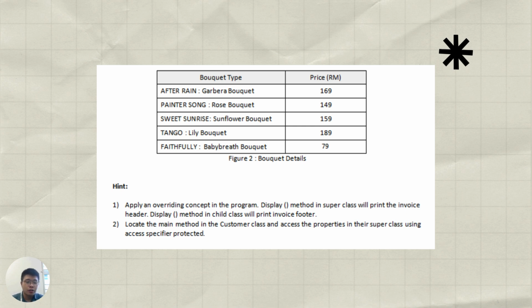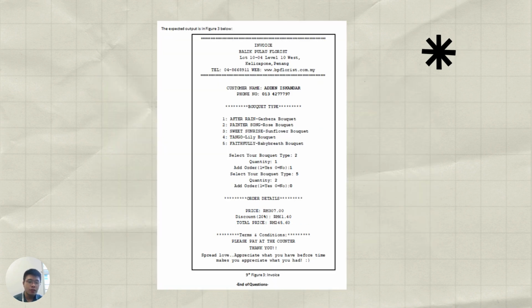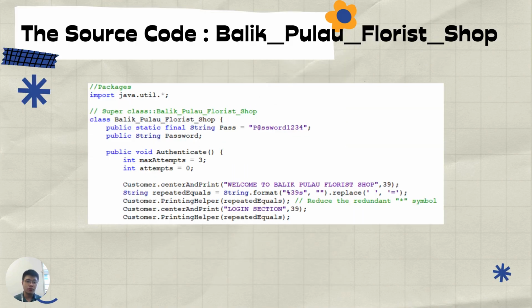The hint reminds us to use the concept of overriding, so that the display method in the superclass prints the invoice header, and the child class, which is the Customer class, prints the invoice footer. Second, locate the main method in the Customer class and access the properties in the superclass using the access specifier protected. And this is the output that will be shown. We are referring to this output and creating the program. Now I will continue with the source code.